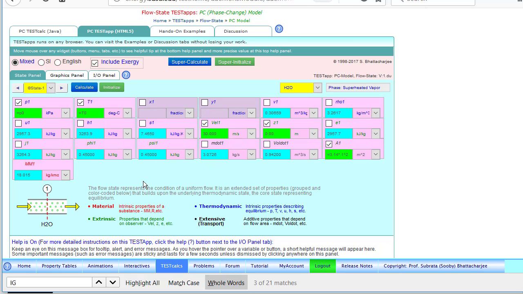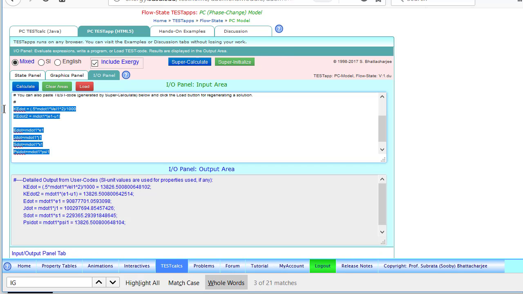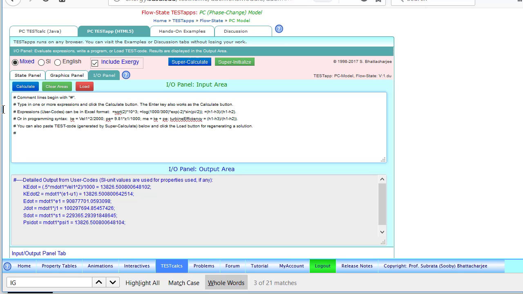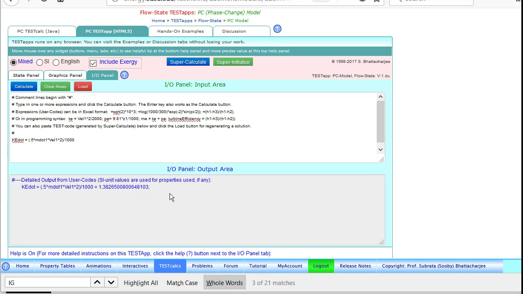Now the next part asks for rate of transport of kinetic energy, which there's two ways to solve that. You can either do KE dot equals 1/2 m v squared, or 0.5 times m dot 1 times velocity 1 squared, all divided by 1000 to get it into kilowatts. And you'll get about 1.38 kilowatts for the rate of transport of kinetic energy.